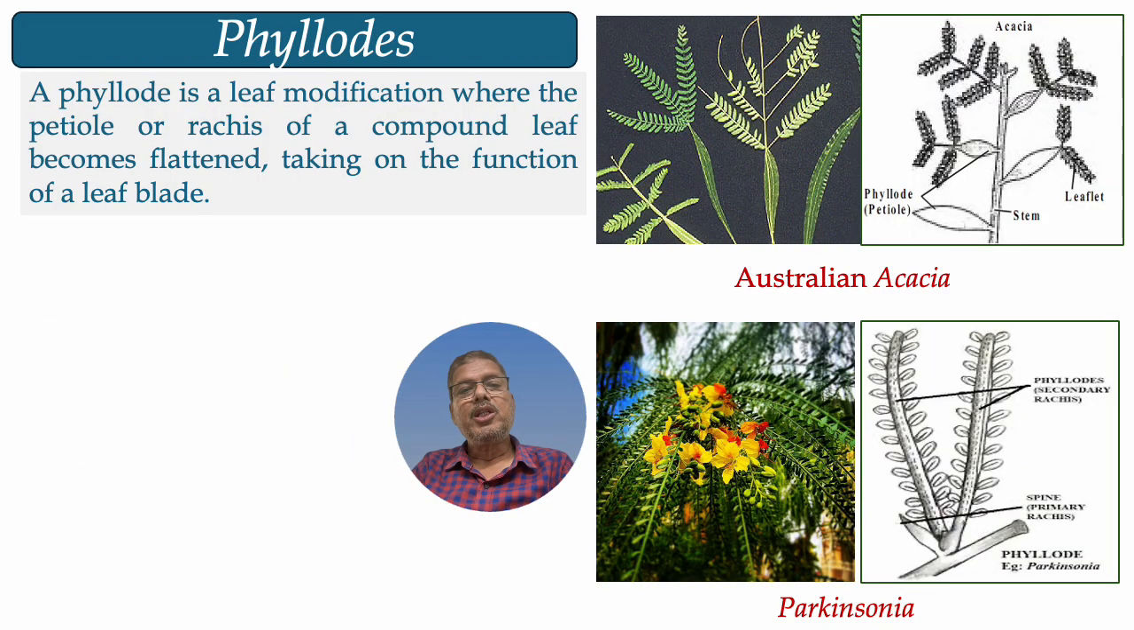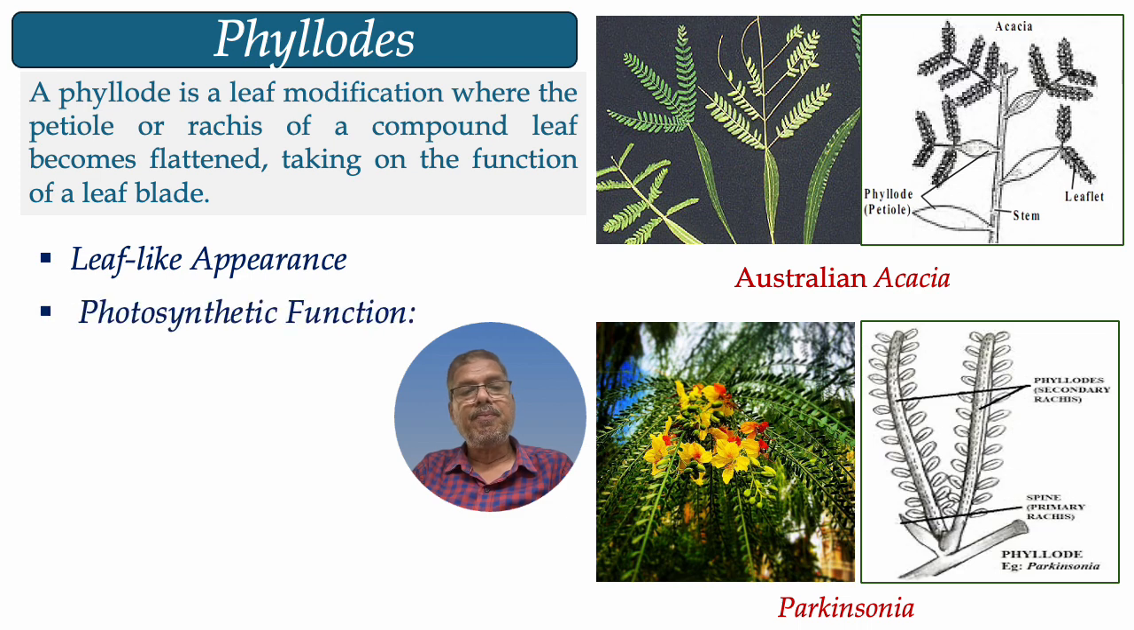A phyllode is a specific type of leaf modification where the petiole or the rachis of a compound leaf becomes flattened and widened, taking on the appearance and primary function of a leaf. It is characterized by the leaf-like appearance. It becomes broad, flattened, and often green, resembling a true leaf blade. It is photosynthetic in function.